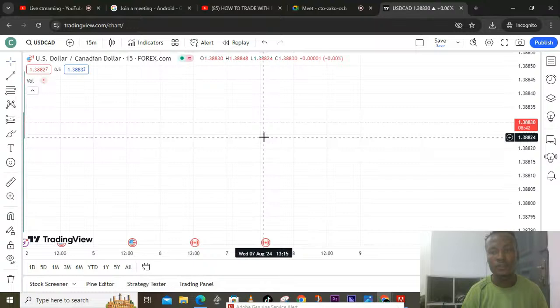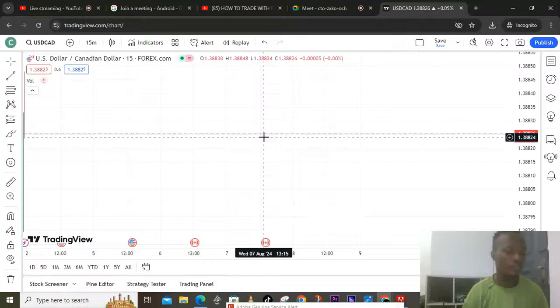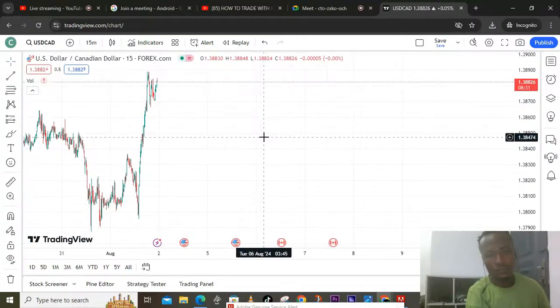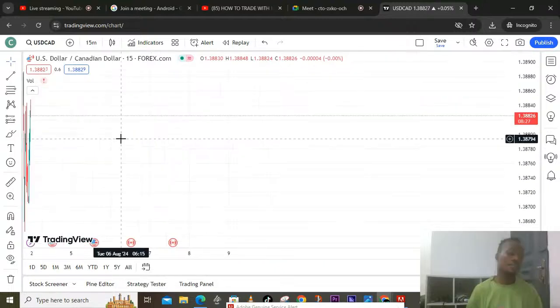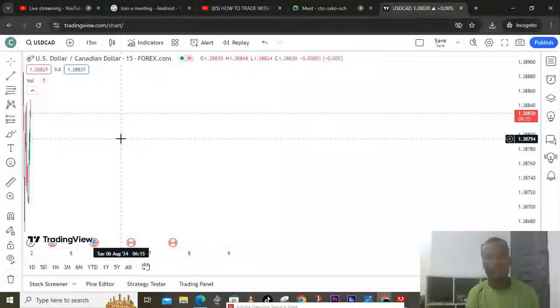Firstly, the downtrend trend line is a resistance zone. It serves as a resistance zone in a diagonal form. Have you seen that? Yeah, it serves as a resistance zone in a diagonal form.